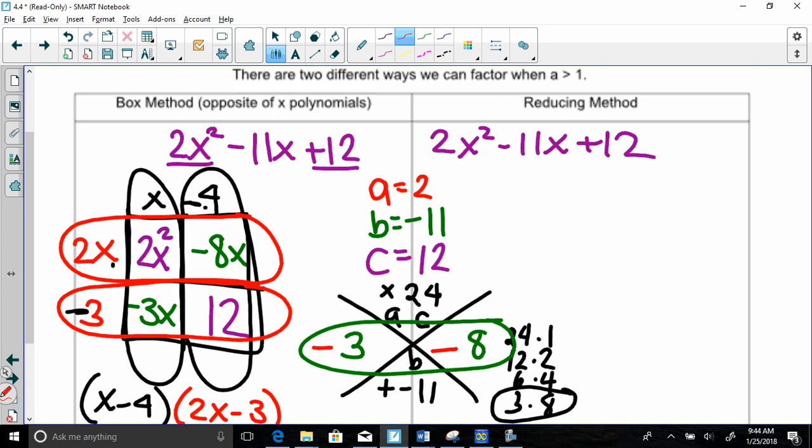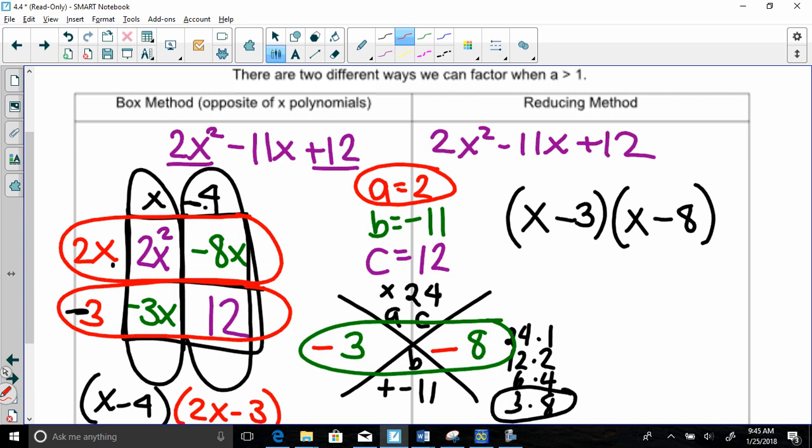So the second way is I write these as factors, just like I would if A was 1. So I do x minus 3 and x minus 8, right? I'm using these two right here. Now, does x times x equal 2x squared if I were to check my work? What's x times x? X squared, right? So it wouldn't get me the right answer. So what I do is I take my a, which is 2, and I put it under both of these.